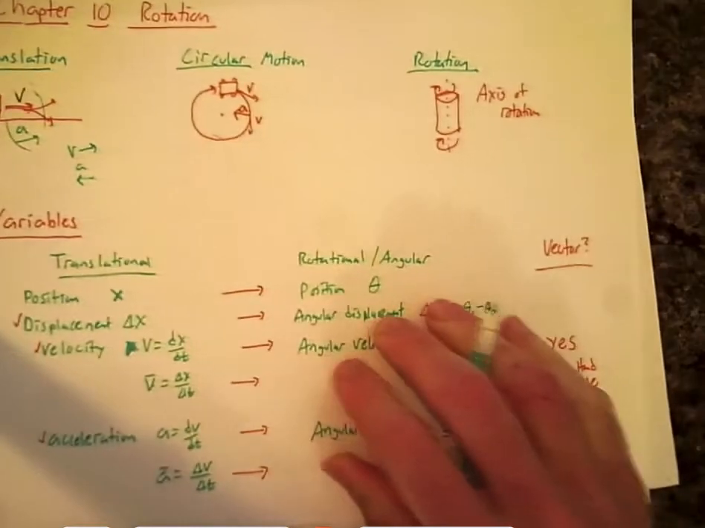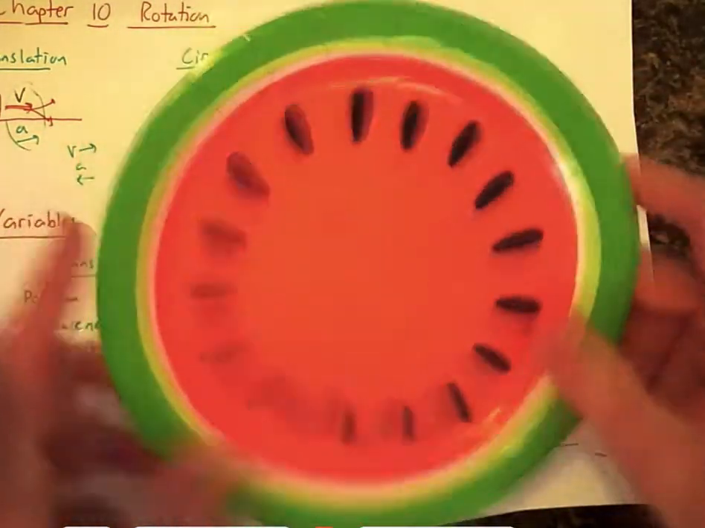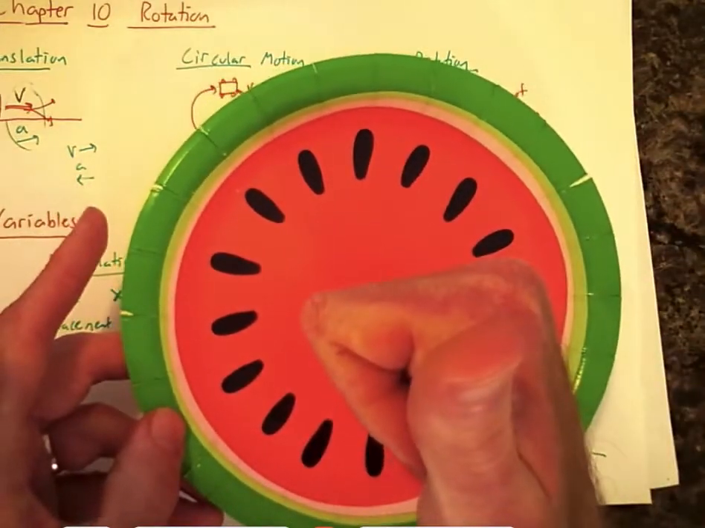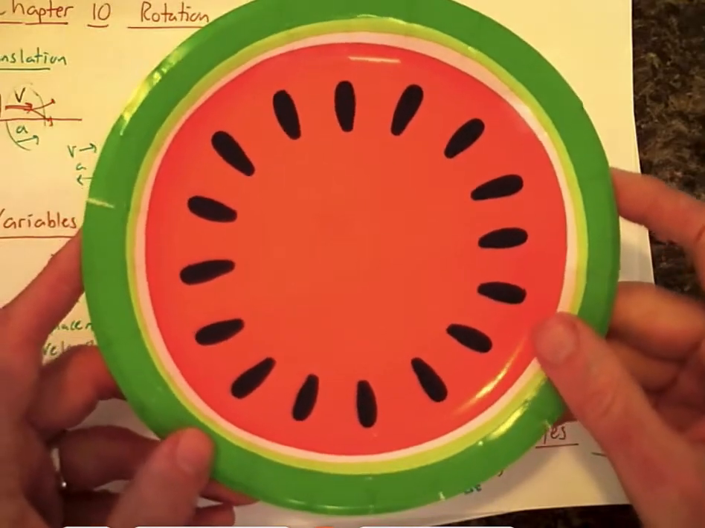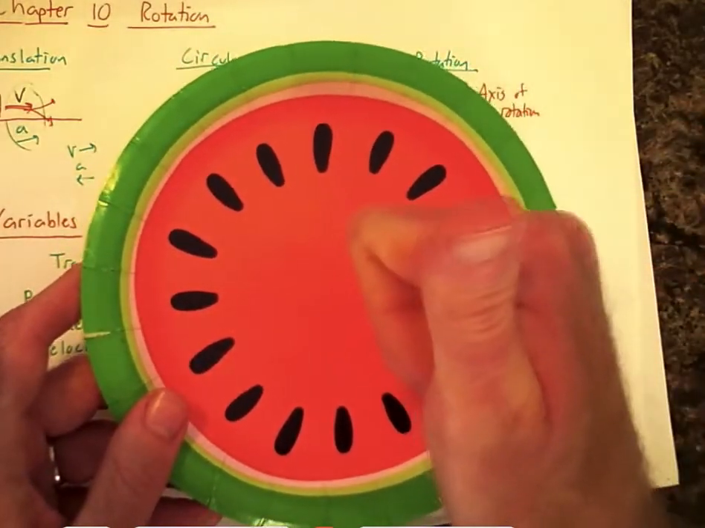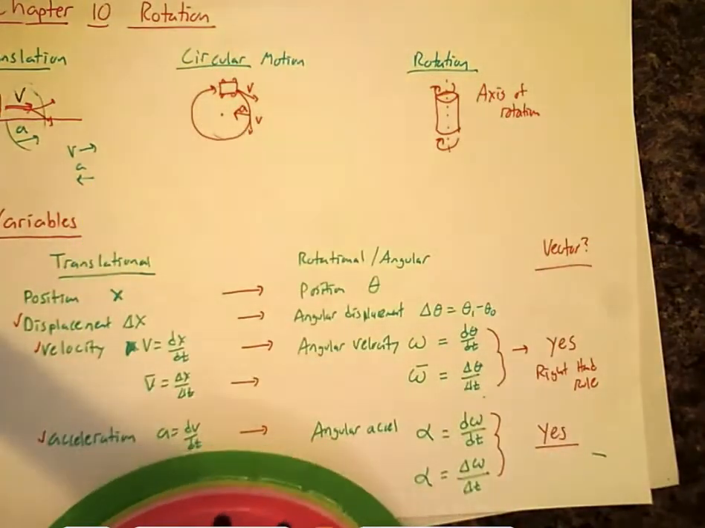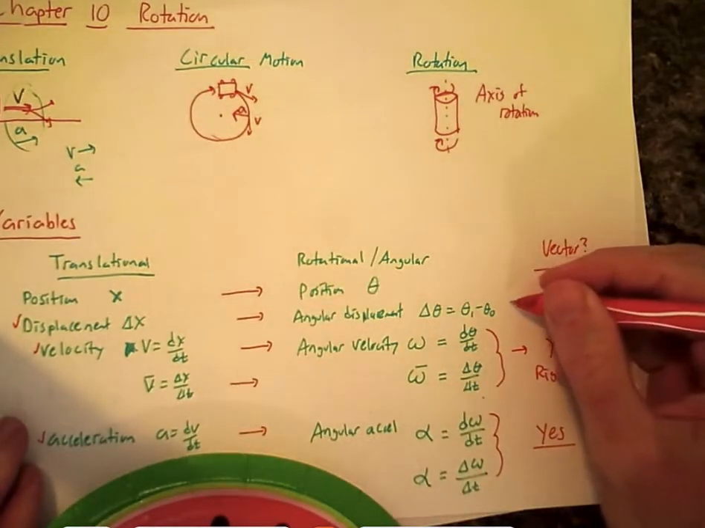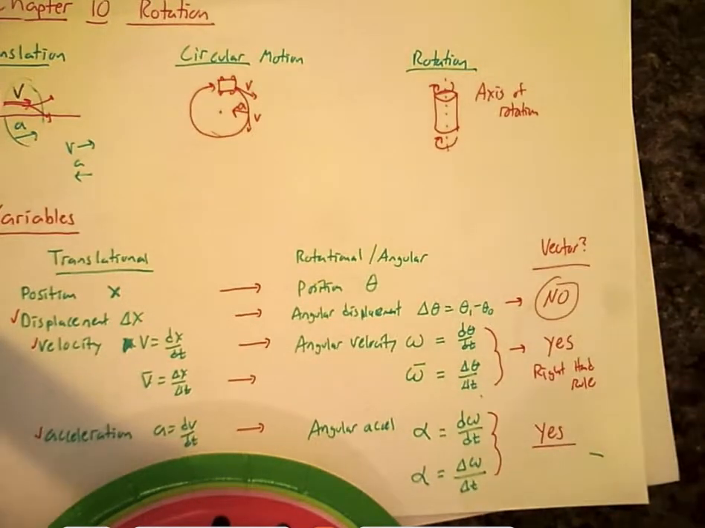So same thing with the angular things over here. If I'm going this way and I'm going faster and faster, then they're both going to be in the up direction. If I'm going this way but I'm slowing down, then my angular velocity is up and my angular acceleration is down. So that's that.